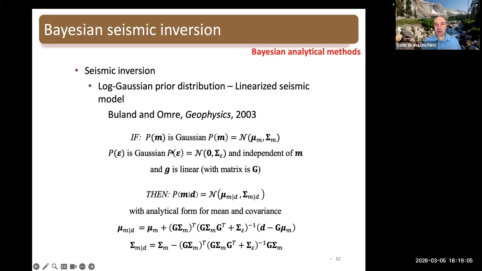If you're interested in the math, essentially, we're saying if the model variables that we care about, the logarithm of the elastic properties, is Gaussian, and if the error is Gaussian, with zero mean, a known covariance matrix, and independent of the model, and if the forward model is linear, so you can associate a matrix to the linear model, then the posterior distribution of the model given the data, so the logarithm of the elastic properties given the seismic data, is also going to be Gaussian, and you can find an analytical formulation for the mean and the covariance matrix.